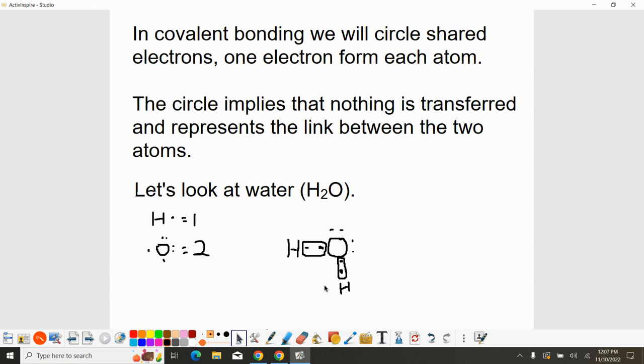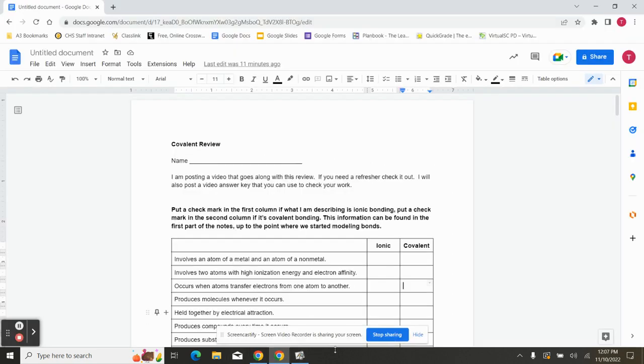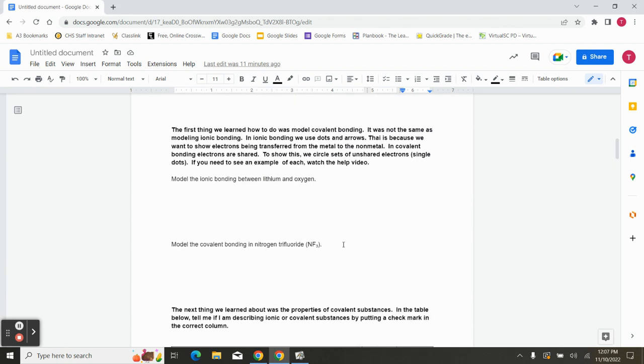The oxygen is also stabilized in the process if we count all the dots around it. 1, 2, 3, 4, 5, 6, 7, 8. It will have the 8 electrons it needs as well. So when you're doing the modeling on our practice sheet here, for your ionic one, you're going to do the dots and arrows. For our covalent one, you're going to be circling single electrons.